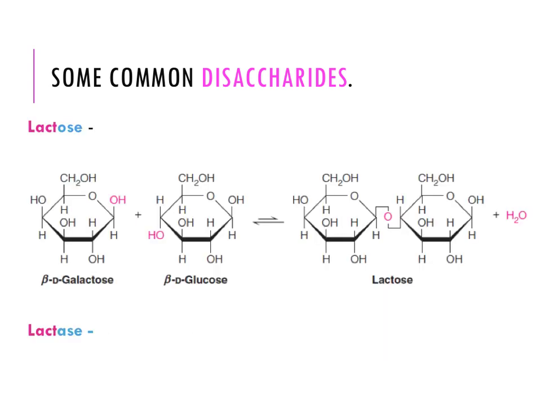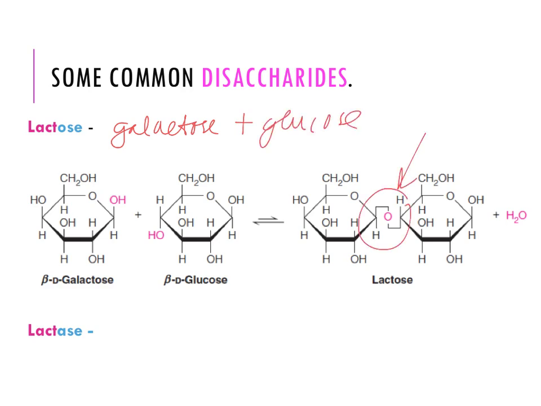Another common disaccharide is lactose, which is a disaccharide of galactose and glucose. And again, here is this glycosidic bond. And you notice that this one has this kind of zigzaggy shape, whereas the one before had a U shape. So again, there are many different ways of connecting these sugars, but they always have this oxygen in the middle, and they're always connecting more than one sugar together.